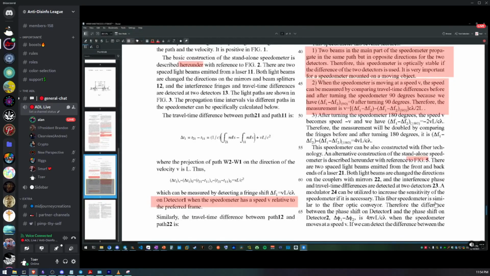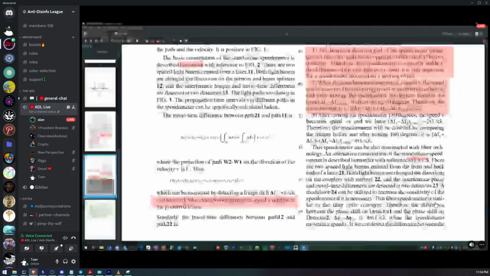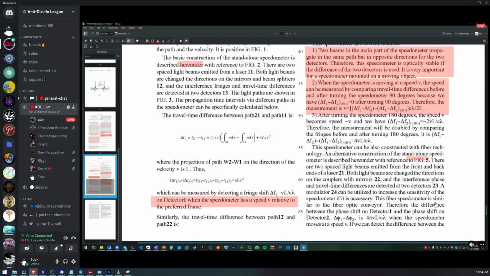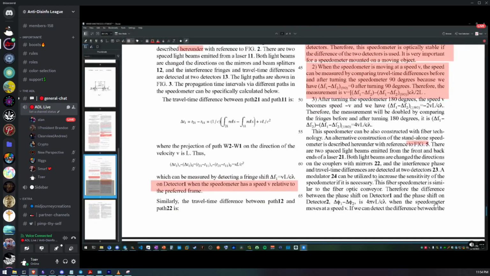The interference phases, time travel differences are detected at 2 detectors, A or 23A modulator 24. It can be utilized to increase sensitivity of the speedometer if necessary, so they can get even more micrometers. And this fiber speedometer is similar to the fiber optic conveyor.